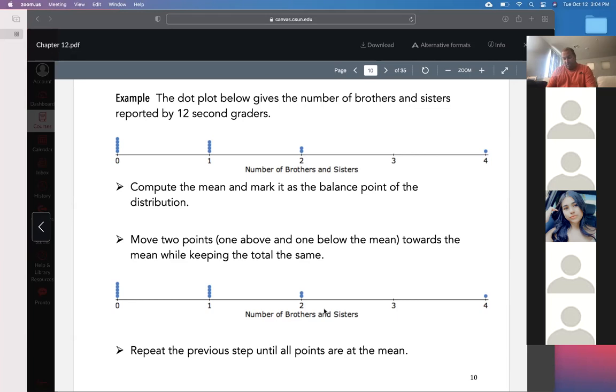Would it be 5? It would not be 5. So what are the 12 numbers that we're going to add together? Because remember, you add up the 12 data points and then divide by how many data points. So if there's 12 data points, we have to be adding 12 numbers. So we're gonna be adding 0, 0, 0, 0, 0, 1, 1, 1, 1, 2, 2, and 4.